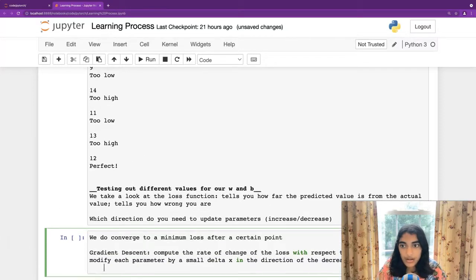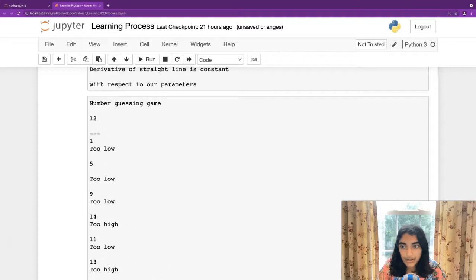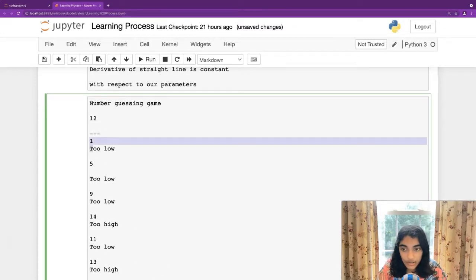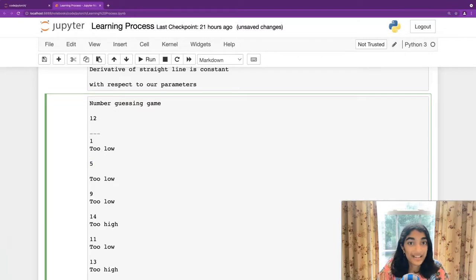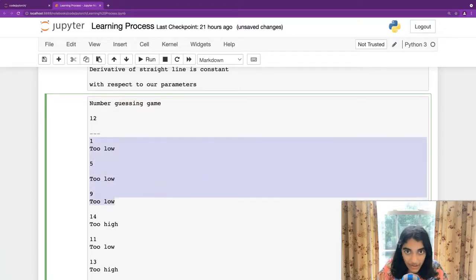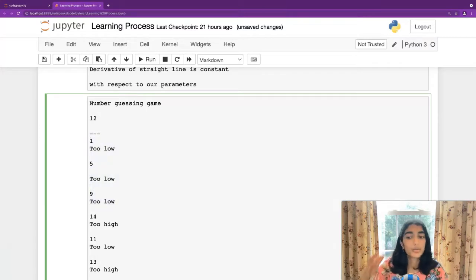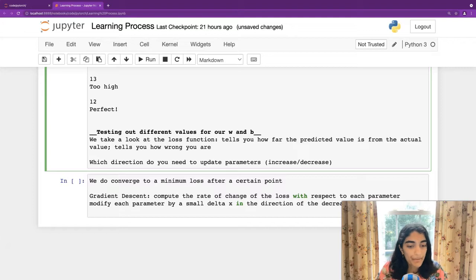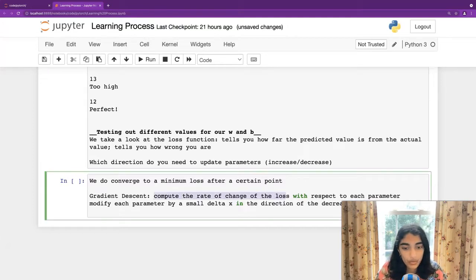Just like here, our loss is getting smaller. When you compare 1 and 12 and 5 and 12, the loss is definitely going down. And we want to move in that direction. So we're moving in the right direction. That's what that's saying. But you knew that, right? How's that related to this?